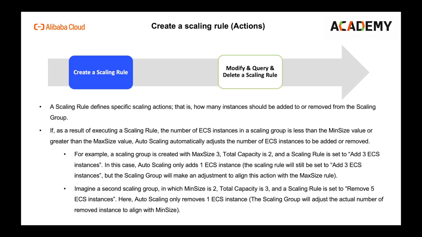Let's imagine a second scenario in which the min size is 2, the group currently contains 3 instances, and we have a scaling rule that's going to be set to remove 5 instances. There's 2 problems here. Number 1, there's only 3 instances in the group, so we cannot possibly remove 5. And number 2, if we removed all 3 of those instances, then the size of the group would be 0, which is less than the minimum size of 2. So all we can do is remove a single ECS, which will bring the size of the group down from 3 to 2, which is the minimum.